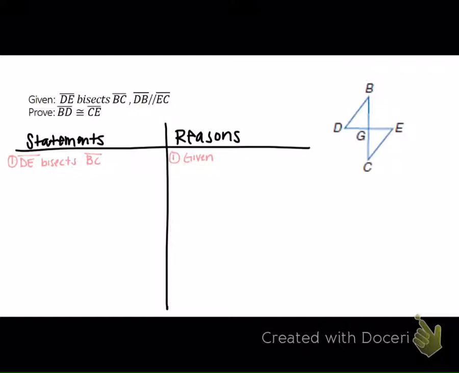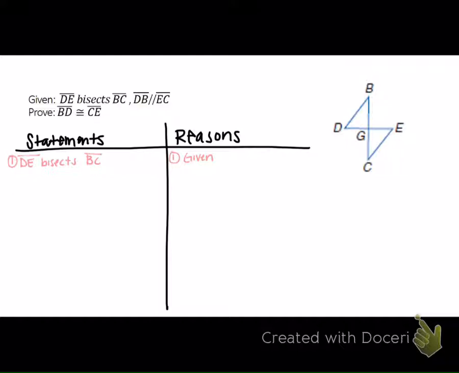So segment bisector says that 2 segments are going to be congruent to each other. So DE is slicing BC into 2 congruent pieces. So again, DE is slicing BC into 2 congruent pieces. What are those 2 congruent pieces?